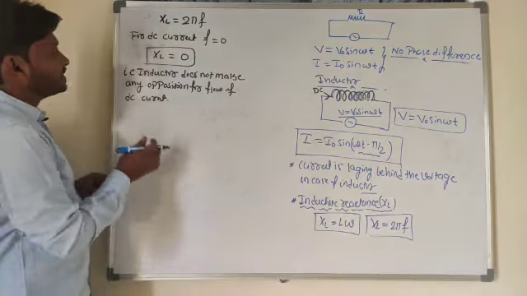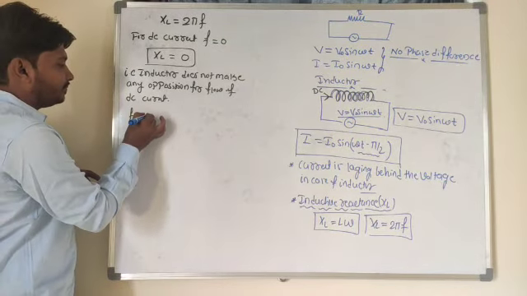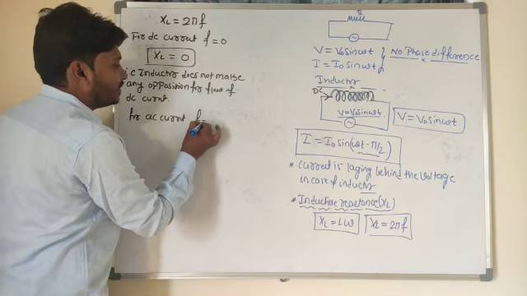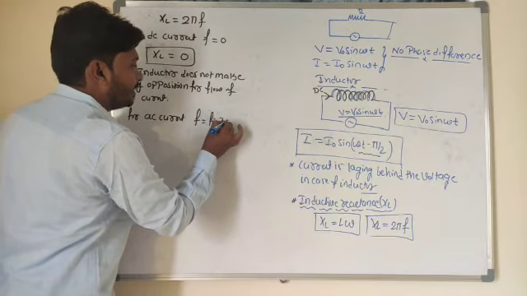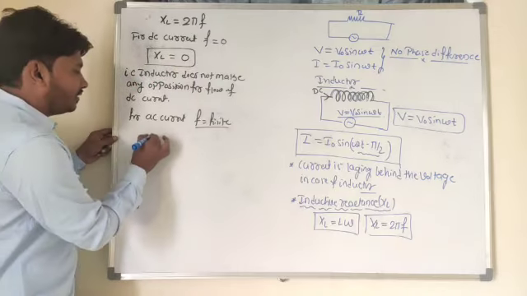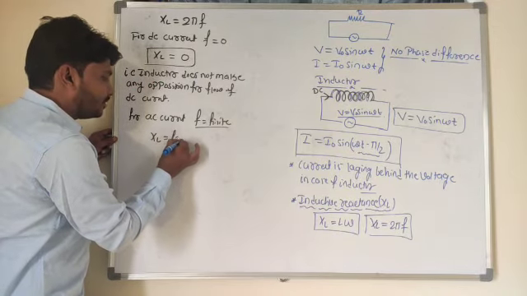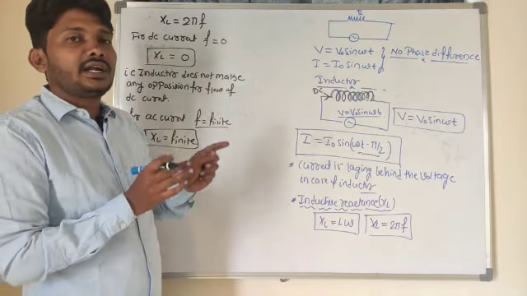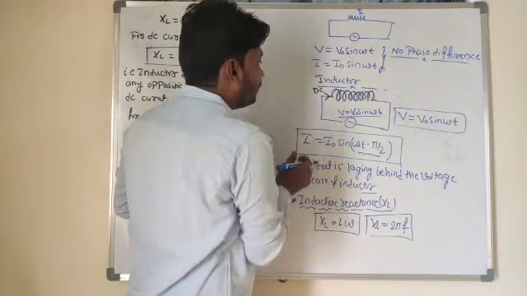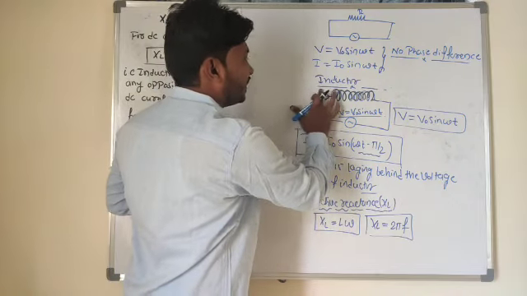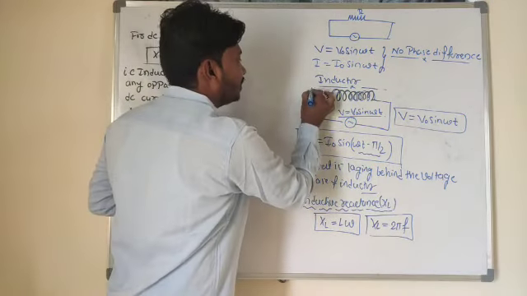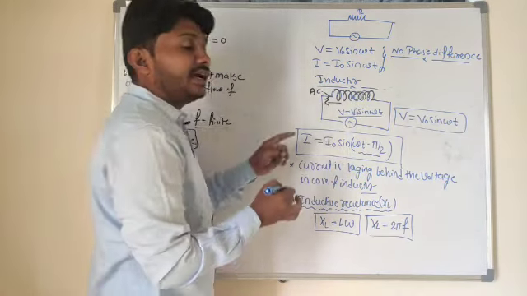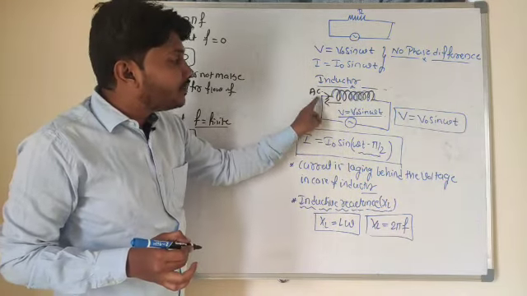For AC current, the frequency has a certain finite value. So X of L is finite. It means the inductor makes a certain opposition for the flow of AC current. For DC current it doesn't make any kind of opposition, but for the flow of AC current, the inductor makes a certain kind of opposition.